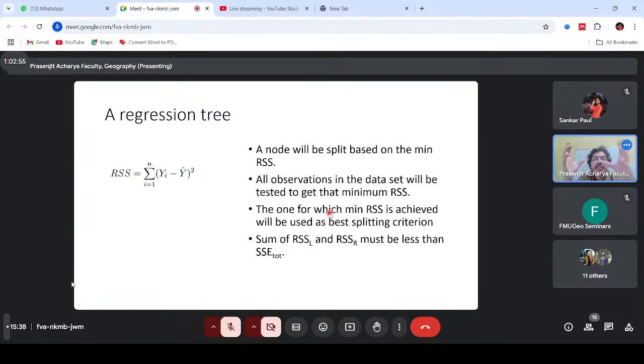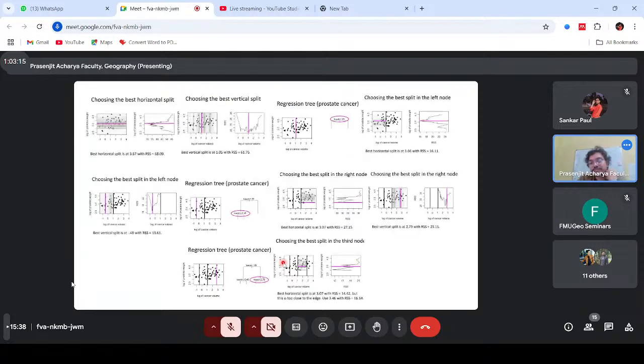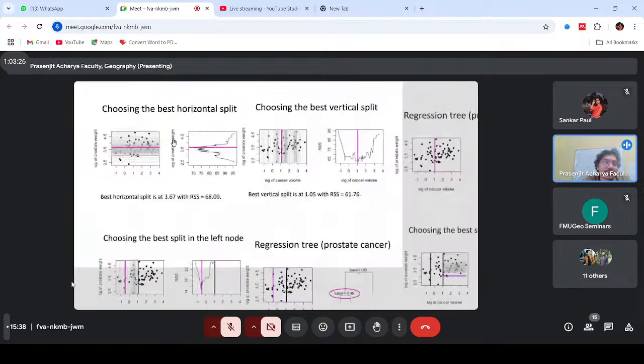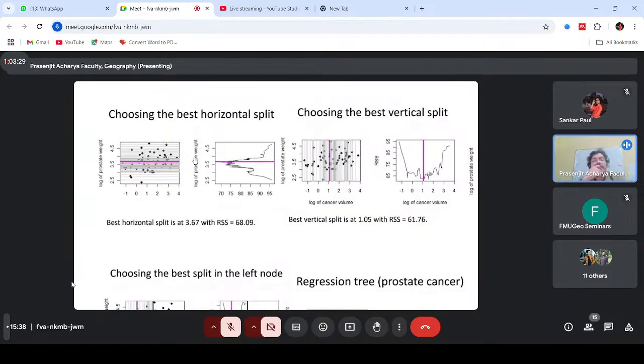After applying the splitting criteria, we have a right side node and a left side node. If you sum this RSS left and RSS right, the sum of these two must be less than the sum square error for the total, which we get before splitting the nodes. So here is an example. Let me just make it a bit large. So we have a problem.